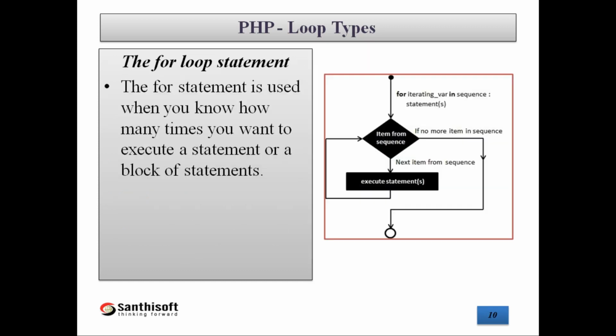Okay, the for loop. The for loop statement is used when you know how many times you want to execute a statement or a block of statements. I will explain this figure. In the for loop, we should know how many times the statements execute. If there is no more item in the sequence, it moves to the end part. Otherwise, it takes the next item from the sequence. If the condition is true, it will execute the statements and then move to the next item from the sequence.